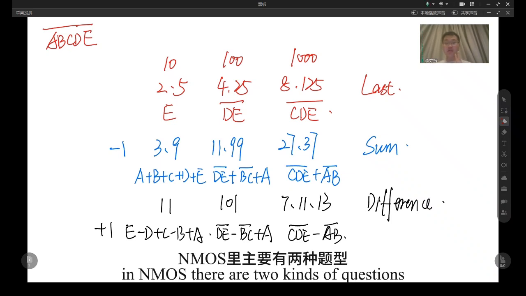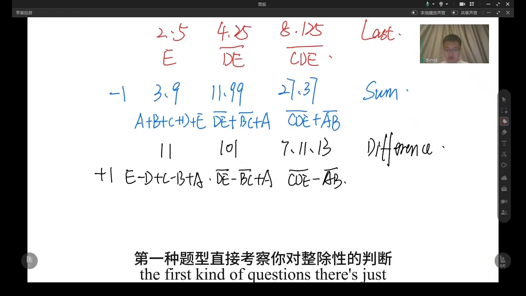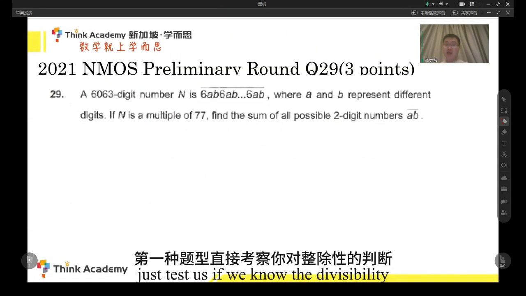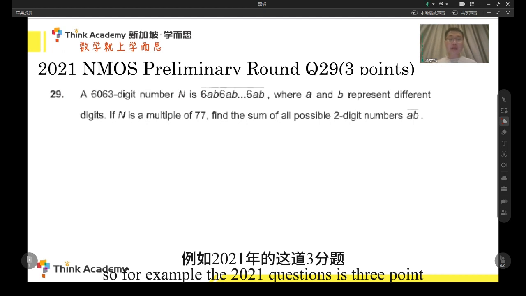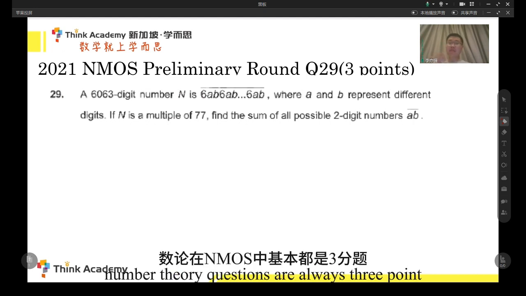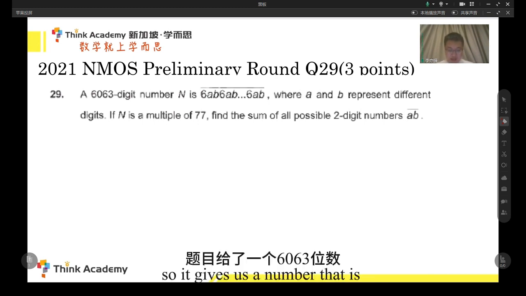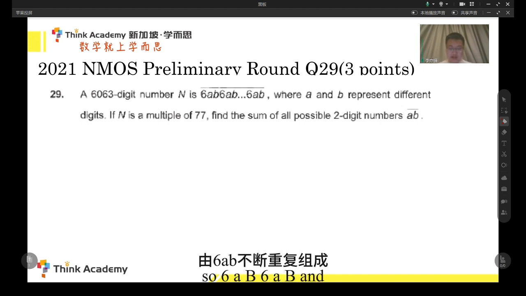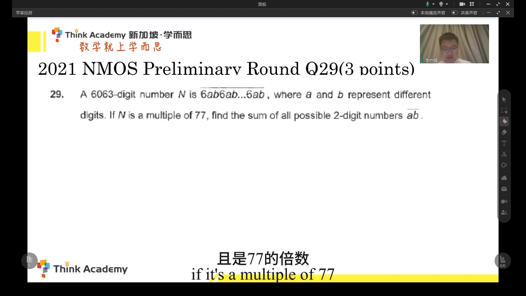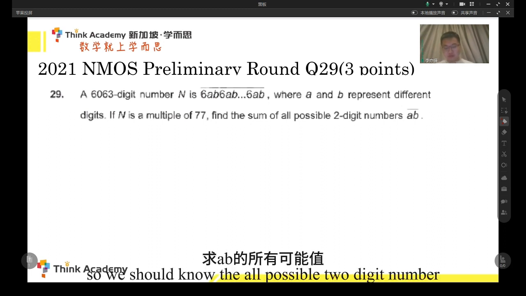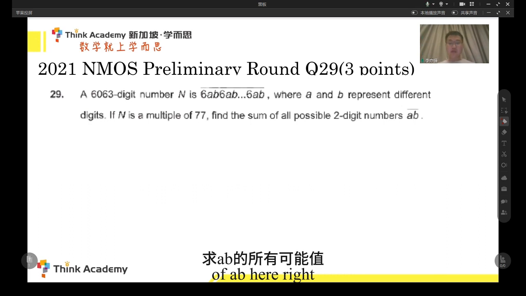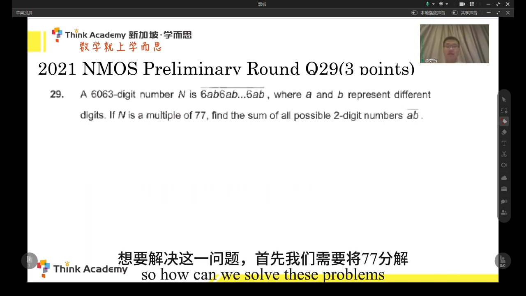In NMOS, there are two kinds of questions. The first kind of question just tests whether we know the divisibility. For example, the 2021 question number 3, worth 3 points. It gives us a 6-digit number, 6AB6AB, and if it's a multiple of 77, we should find all possible 2-digit numbers AB here, right? So how can we solve this problem?